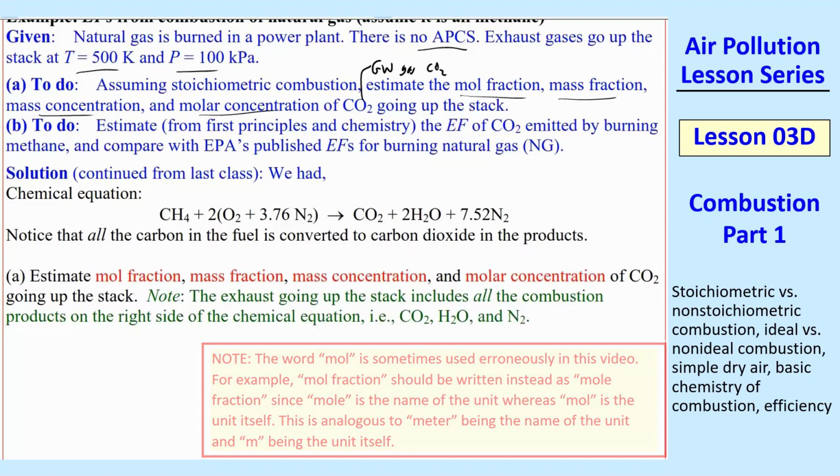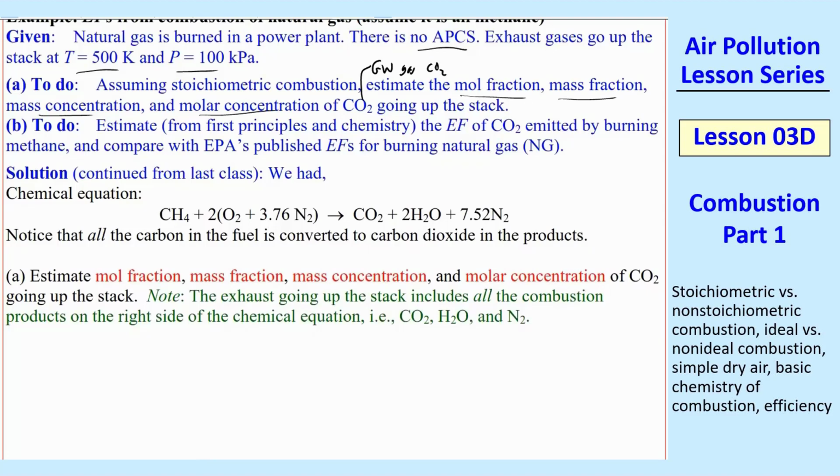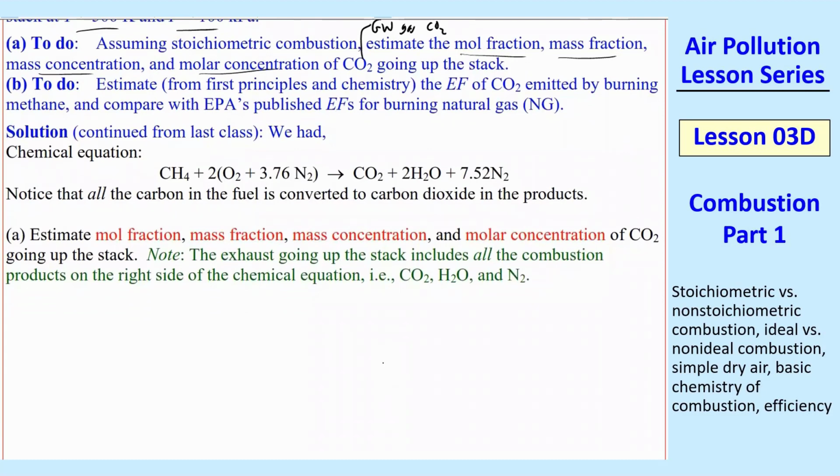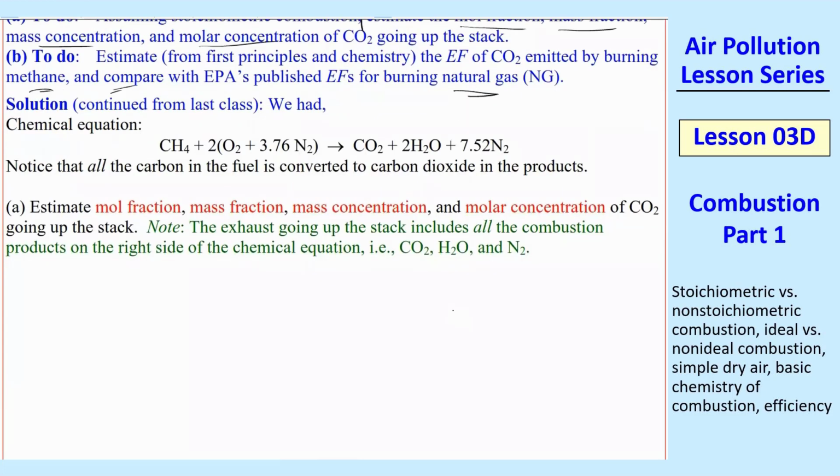So suppose in this problem you're concerned about climate change and global warming. So we're looking at this greenhouse gas CO2 to figure out how much is going up the stack. So let's estimate the EF of CO2 by burning methane, and then compare with EPA's published EFs for burning natural gas. Natural gas is mostly methane, so this should be a pretty reasonable agreement. So let's go through the math.